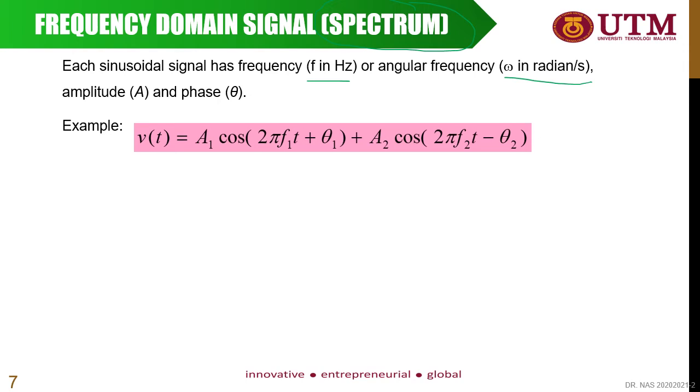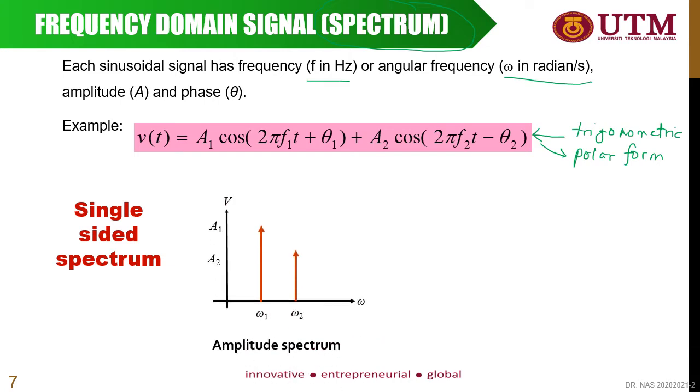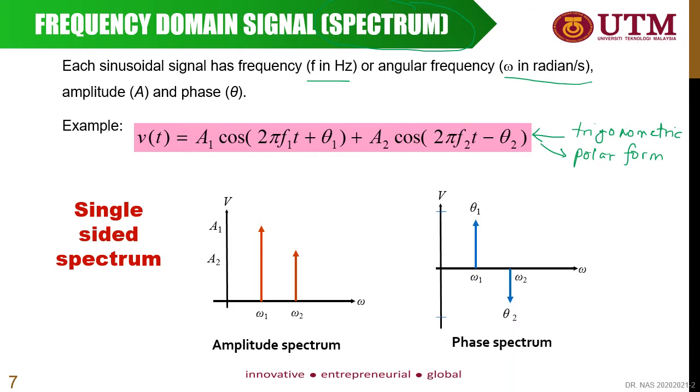For example, if you have this equation for v(t), how do you plot a single-sided spectrum? This equation is known as the trigonometric function, or polar form. When you have a sine or cosine function in an equation, it is called trigonometric or polar form. To plot a single-sided spectrum, you need to separate the amplitude spectrum and the phase spectrum.